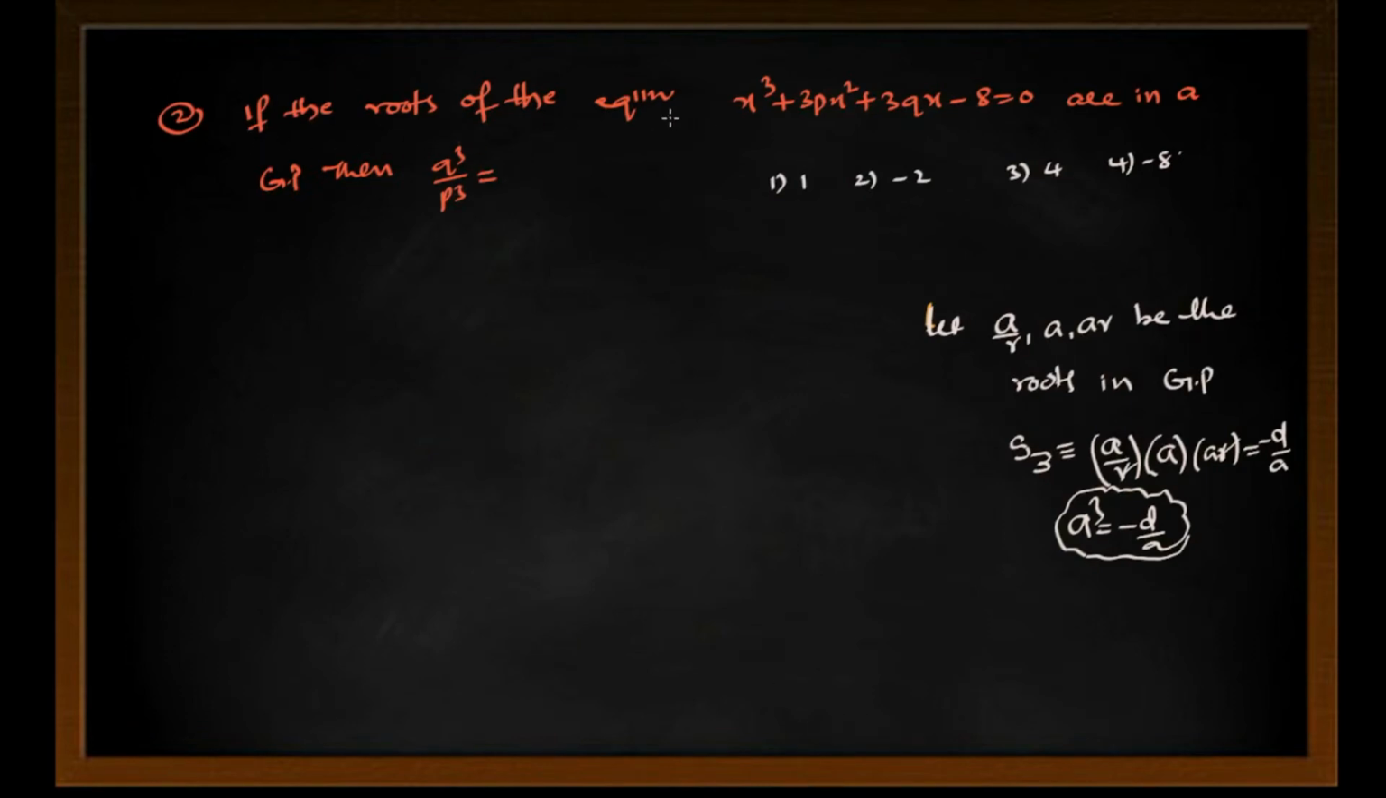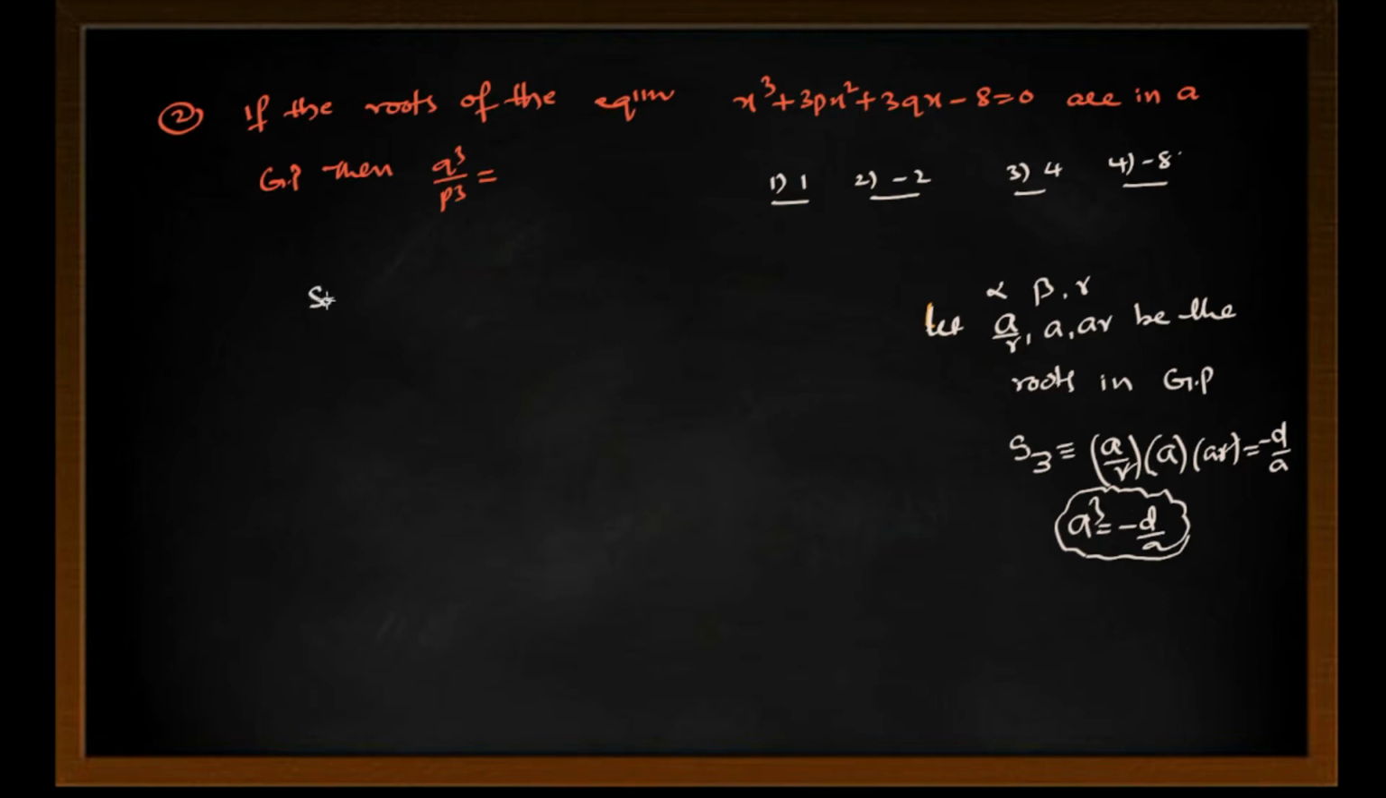Second question: if the roots of the equation x cube plus 3p x square plus 3qx minus 8 equals 0 are in a GP series, then q cube by p cube equals how much? Options are 1, minus 2, 4 and minus 8. We know that if three roots are in GP, we consider a by r, a, a r as the roots. Always consider the three roots alpha beta gamma in the form of a by r, a and ar. So S3, product of the roots, is minus d by a. The r gets cancelled, a cube equals minus d by a.